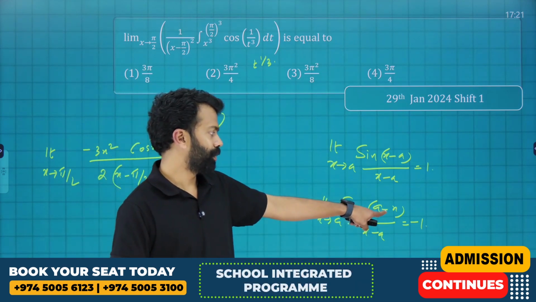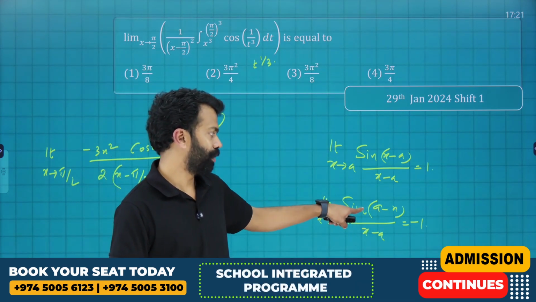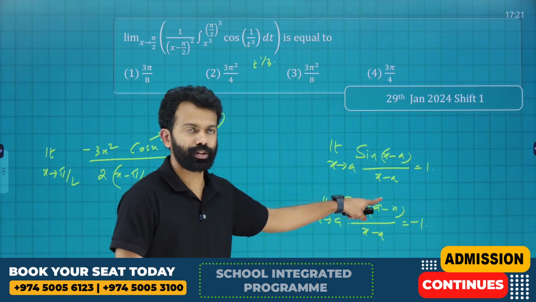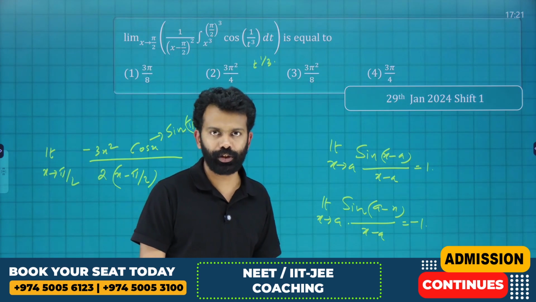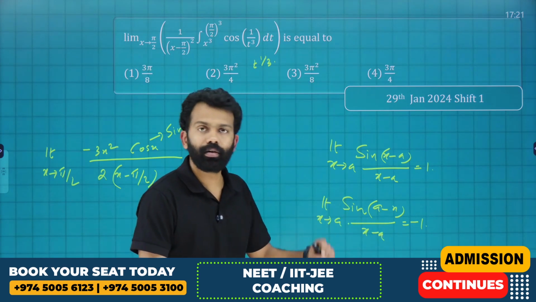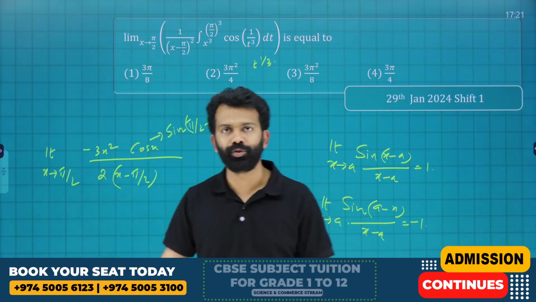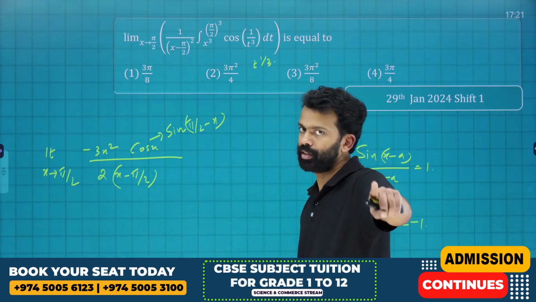Okay, to take a minus common, that will apply over sine here. That should be minus of sine, that is minus of sin x minus a divided by x minus a, that is equal to minus 1. Ring any bell by looking at this formula, which we can apply here. There is no need of differentiating it further.